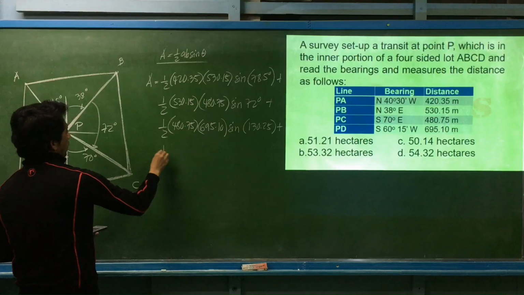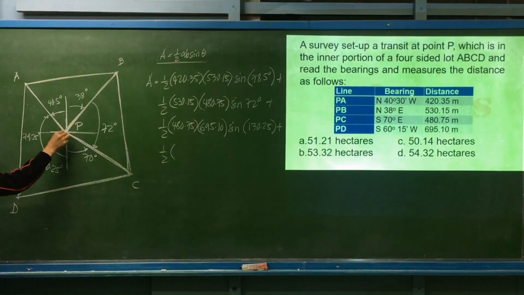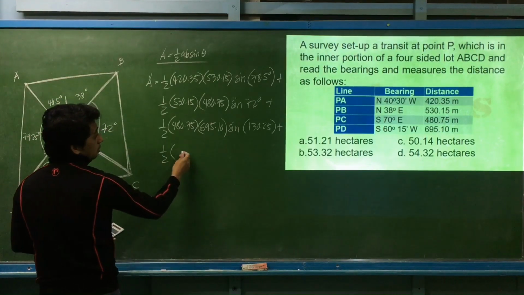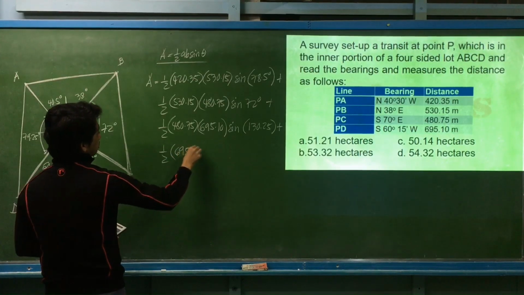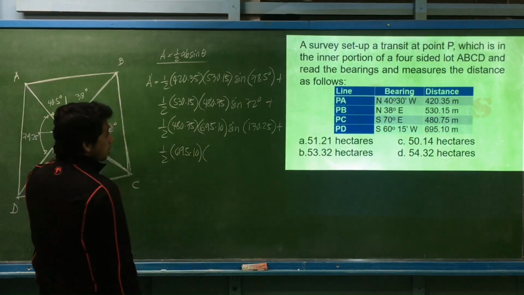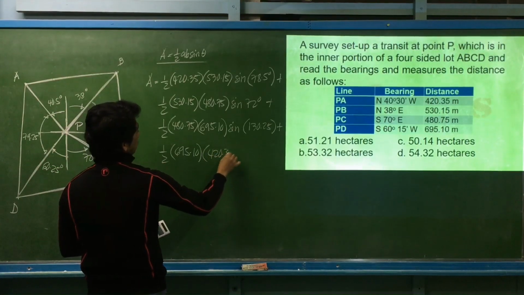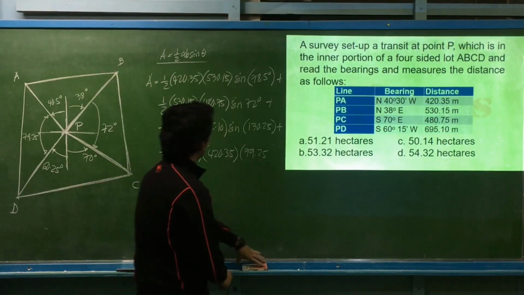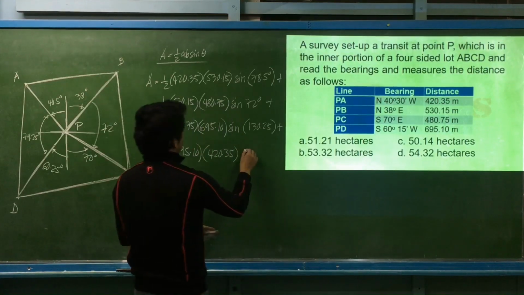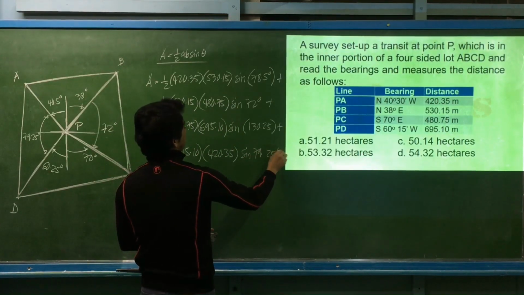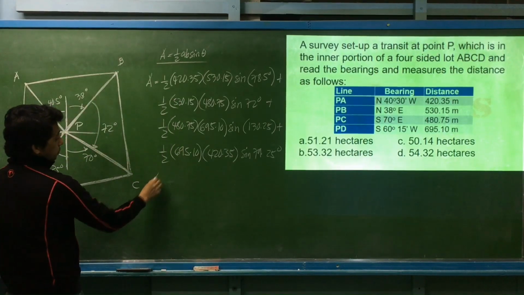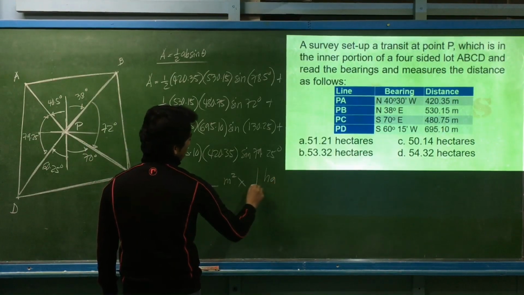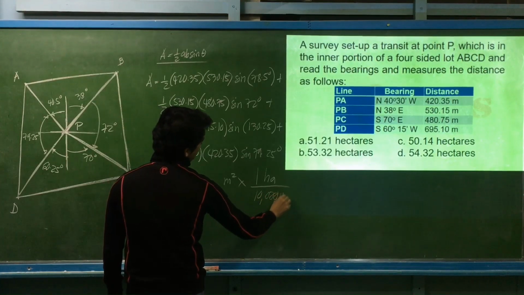Okay, plus 1/2. Our last triangle is the triangle between A and D. That is 1/2 distance P to D. Distance P to D is 695.10. What is the distance P to A? The one from earlier, 420.35. And that angle, 79.25, we take its sine. We have sine of 79.25 degrees. That will be the total area in terms of square meters. Then we just convert it, knowing that 1 hectare is 10,000 square meters.